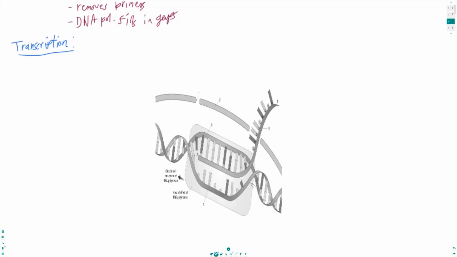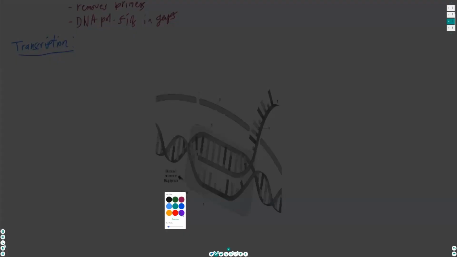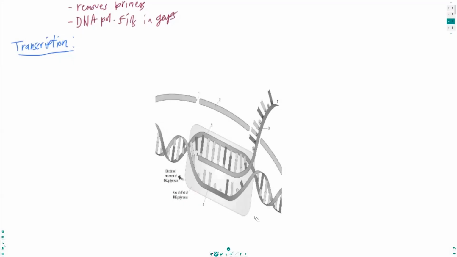And then you have the enzyme RNA polymerase. Here it's very faint. I don't know if you can see it, but this enzyme here, this thing I'm waving around, is the enzyme RNA polymerase.